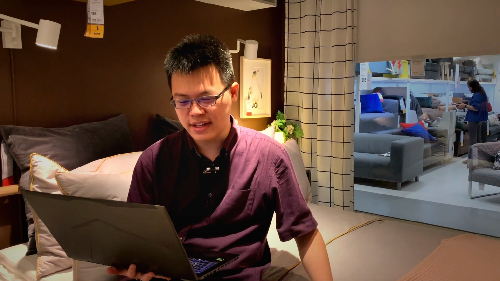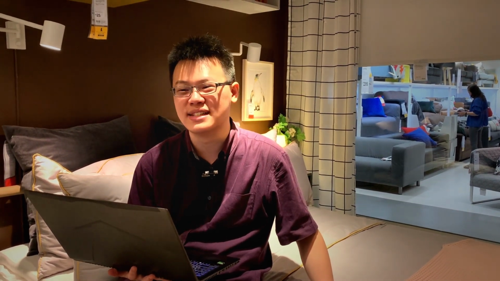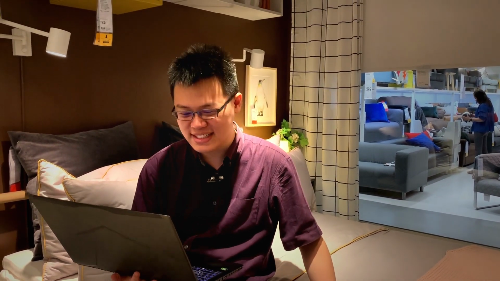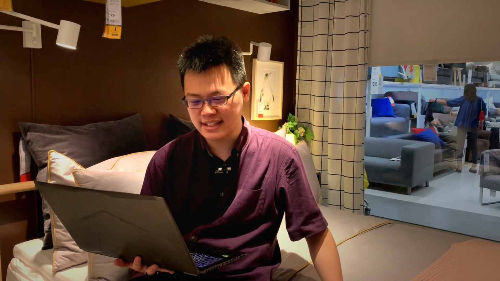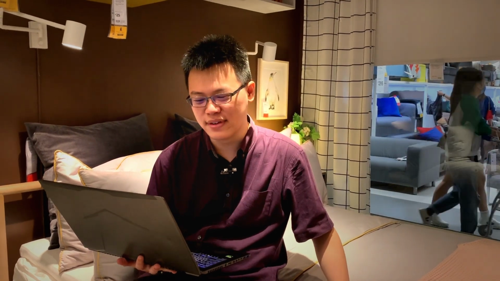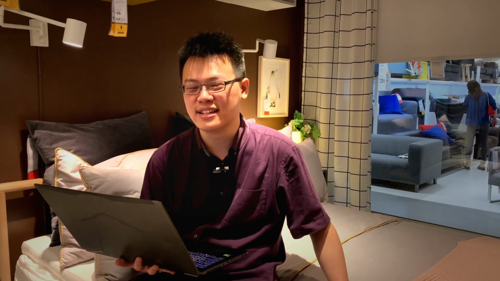You'll find that one of the incorrect answers forgot to do this. This will result in an infinite loop because you always choose the most expensive item whether or not it has been considered. Next, it will say select the child with the lowest total value as current child. Of course, if you selected the wrong option that says select the child with the highest total value as current child, you are no longer using the intern's greedy rule.